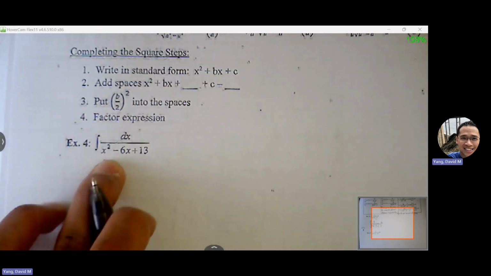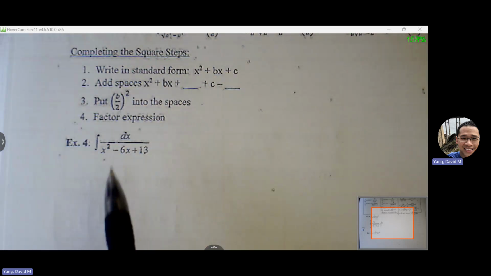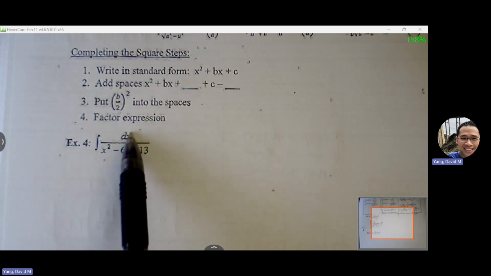So let's look at number 4 here. We have dx over x squared minus 6x plus 13. There's a gap. That gap of 2 or more is indicating to us that this is going to be a good fit for our trig.